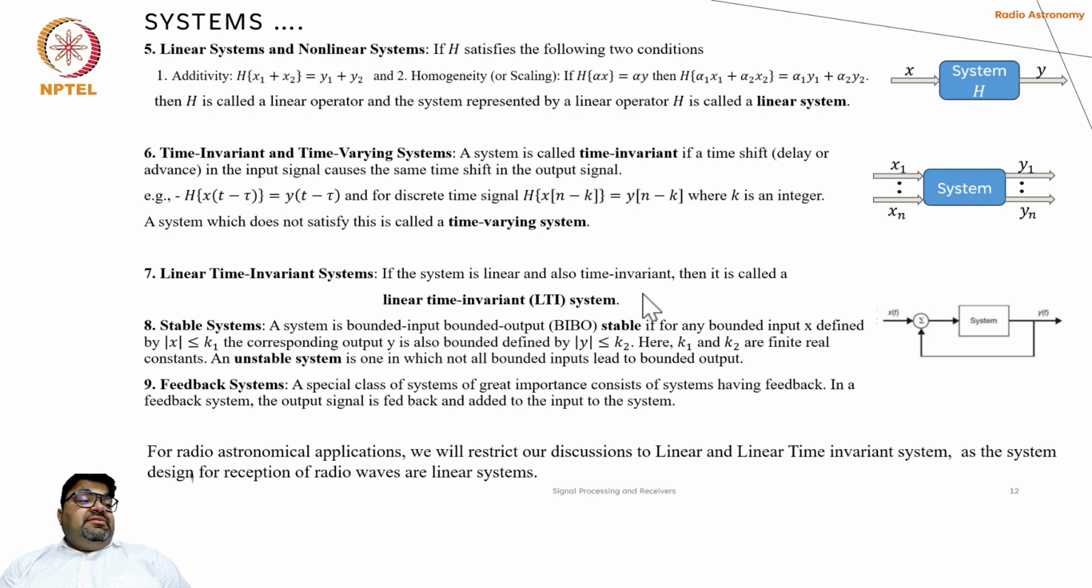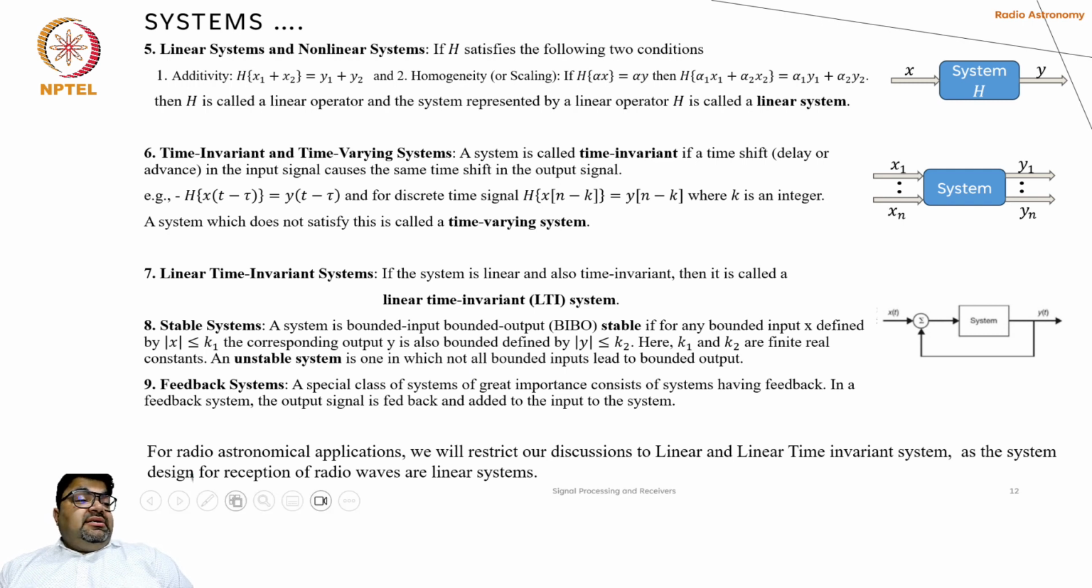In addition to this, we know about stable systems. A system is bounded input, bounded output stable if for any bounded input x defined by modulus of x less than or equal to k1, the corresponding output y is also bounded, defined by modulus of y less than or equal to k2. Here k1 and k2 are finite real constants. An unstable system is the one in which not all bounded inputs lead to a bounded output.